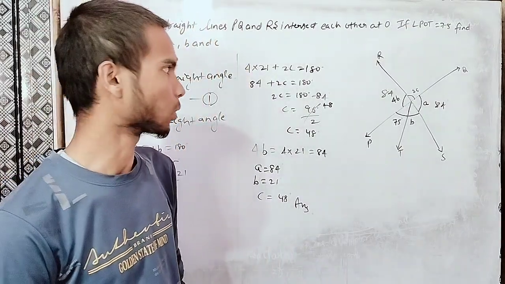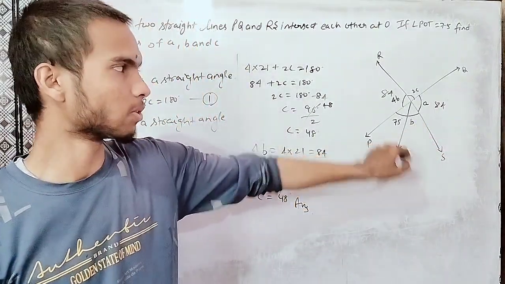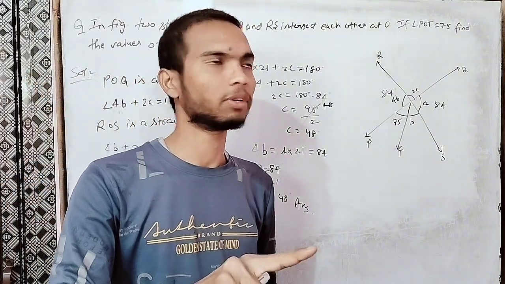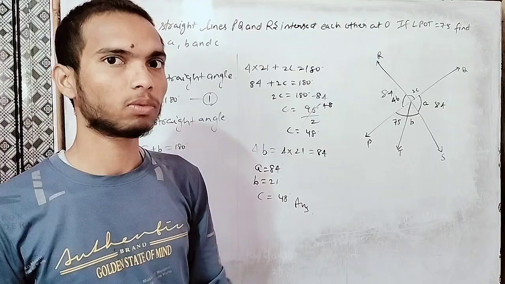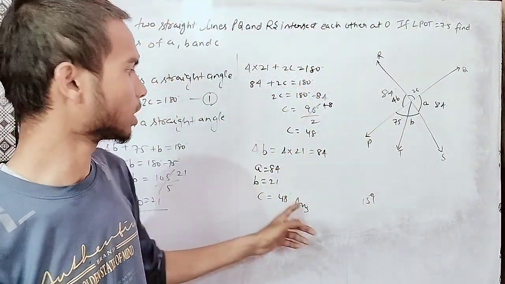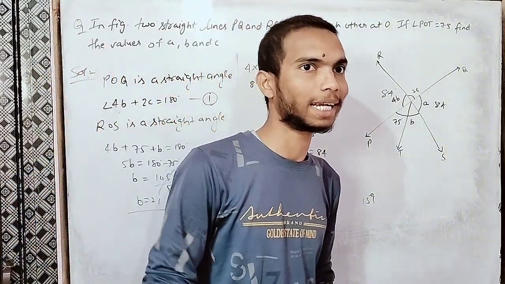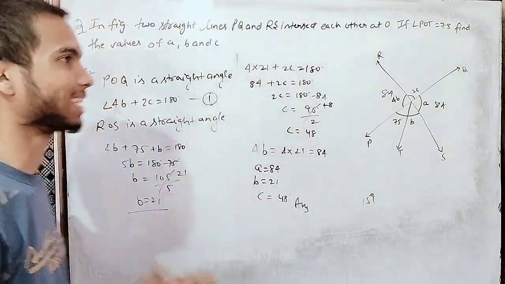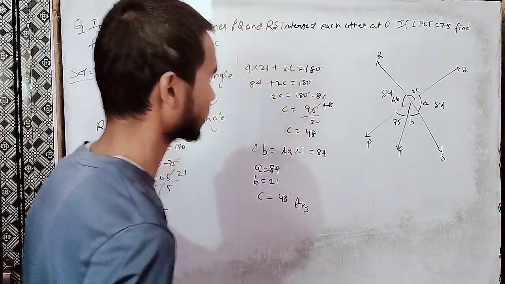whether our answer is correct or not. 84 plus 25 gives 159 in total. Now B is 21, so 159 plus 21 is 180. Yeah, our answer is correct.